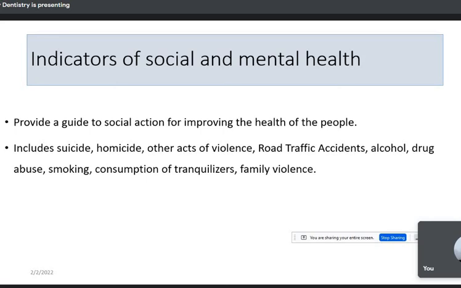Because social and mental health cannot be examined. There are no parameters for that. So how do we know? See, if there is a large number of suicides, a large number of homicides, a lot of violence, family violence, road traffic accidents, alcohol, drug abuse, smoking, this all will show that the people are not socially and mentally healthy. So when such cases increase, that will indicate the social and mental health status of a certain community. So these are the indicators.